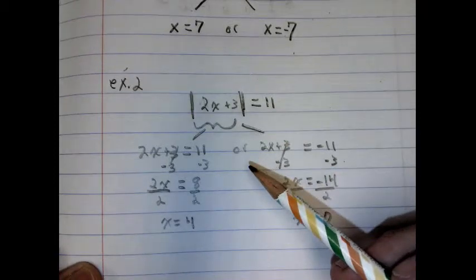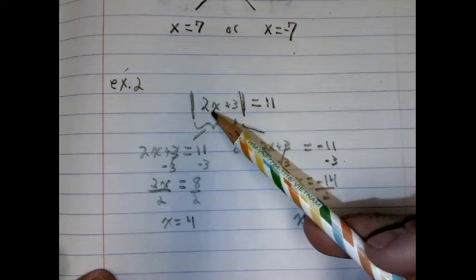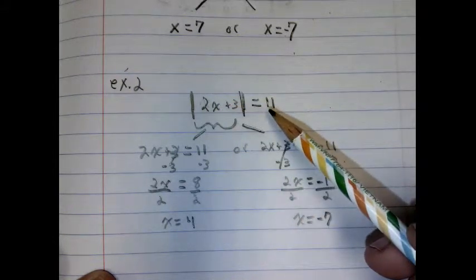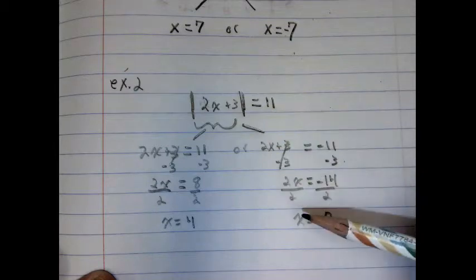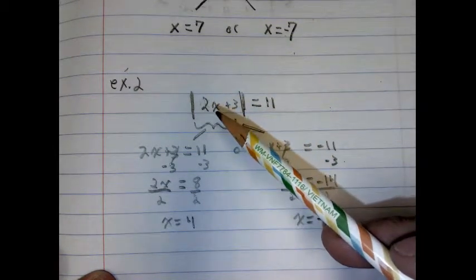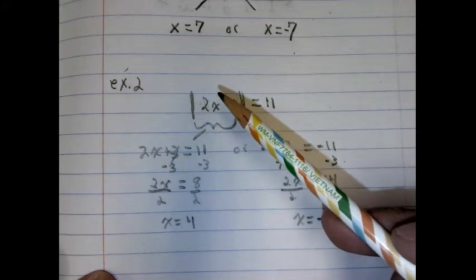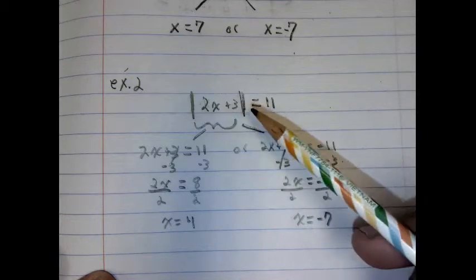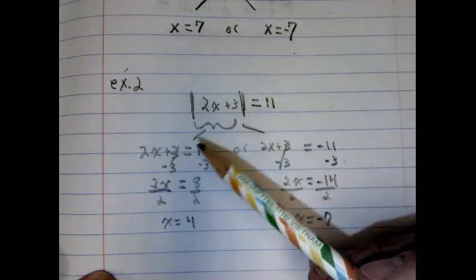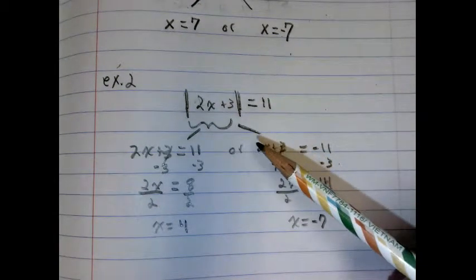So let's check these ones out. If x is 4, 2 times 4 gives me 8, plus 3 would give me 11. So that one works out. Now if x is -7, 2 times -7 is -14, plus 3 is -11. And the absolute value of -11 is 11. So that's why we have to split this up into two different equations.